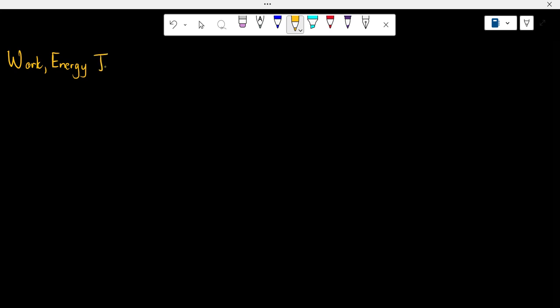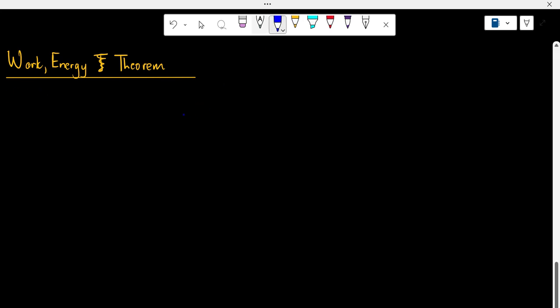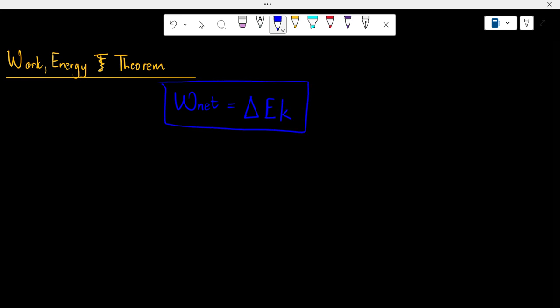The work energy theorem. By definition, it says that the net work done on an object is equivalent to the object's change in kinetic energy. And that's the equation for work net. So the net work done on an object is equivalent to the object's change in kinetic energy. Please do not forget this. This is known as the work energy theorem.